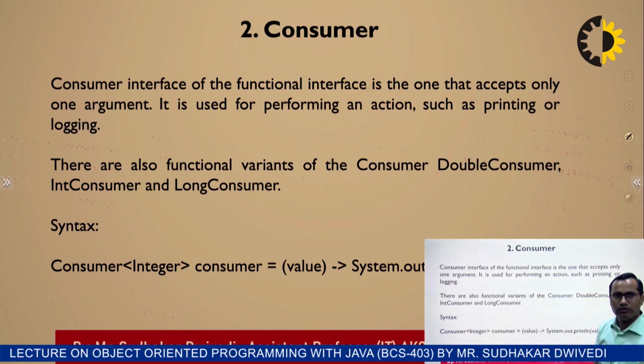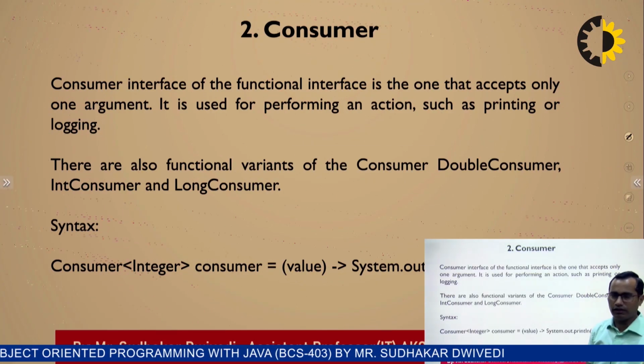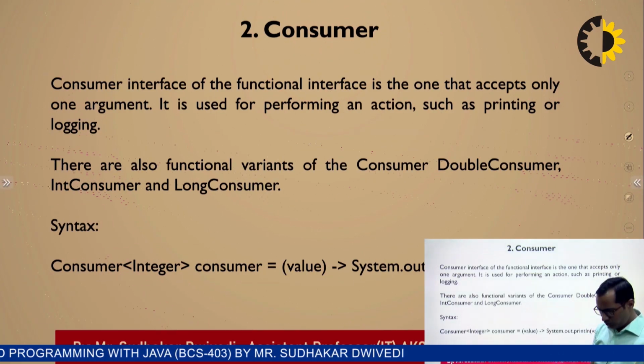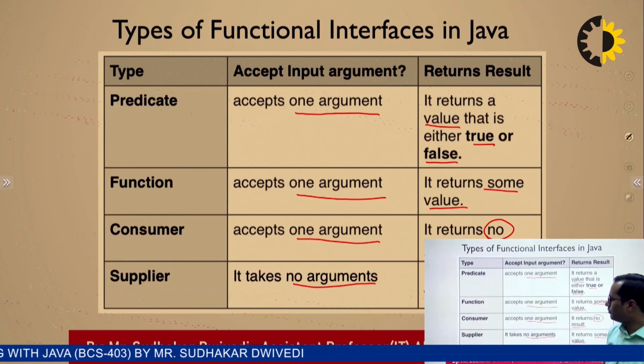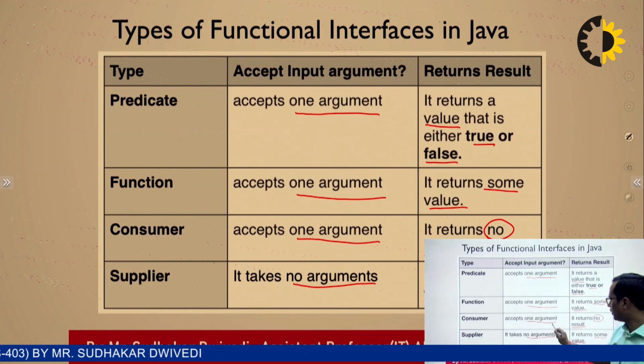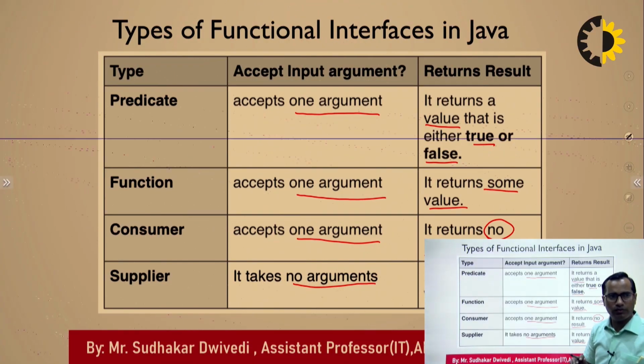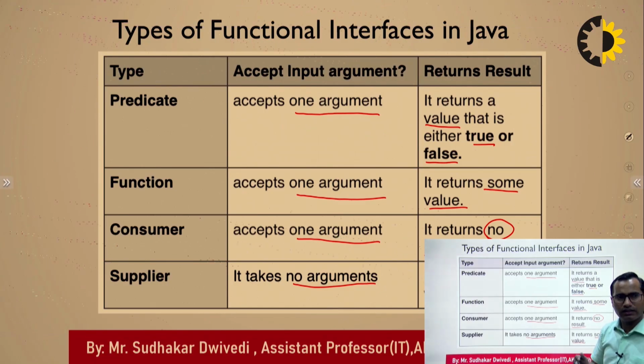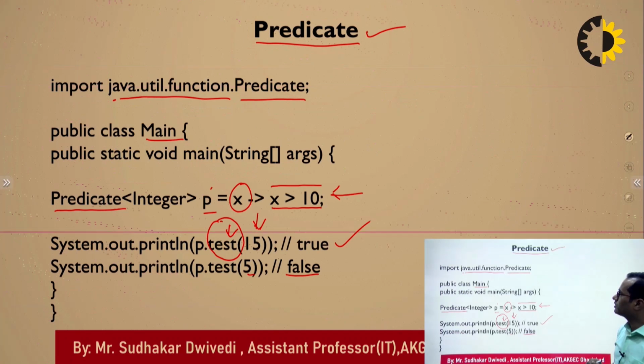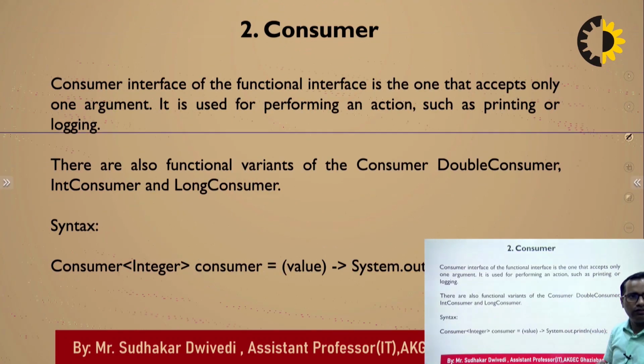Now, the Consumer functional interface. As I have mentioned, the Consumer interface accepts one argument, it returns no result. So what is the Consumer interface? Actually, the Consumer interface takes the argument, but it returns no result. So what is the Consumer functional interface?